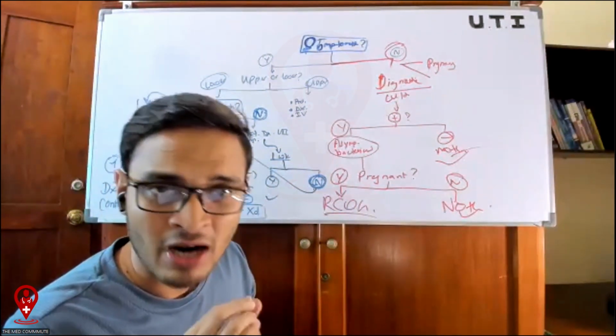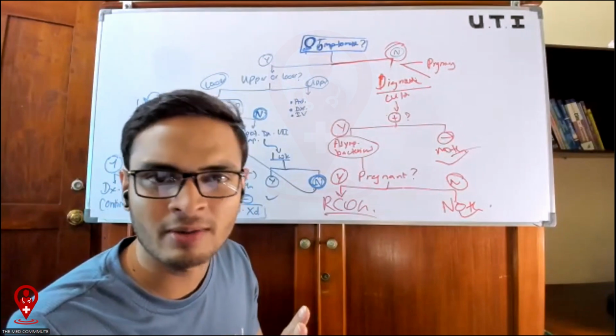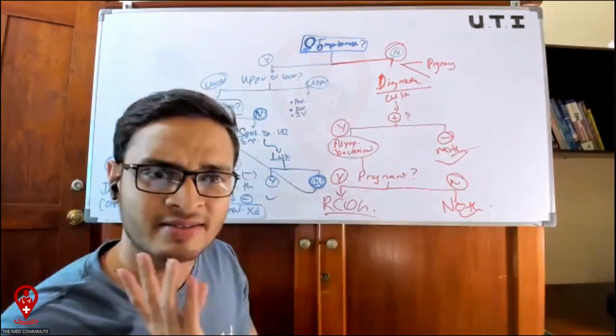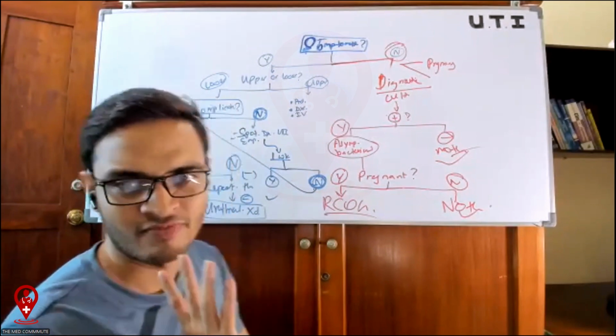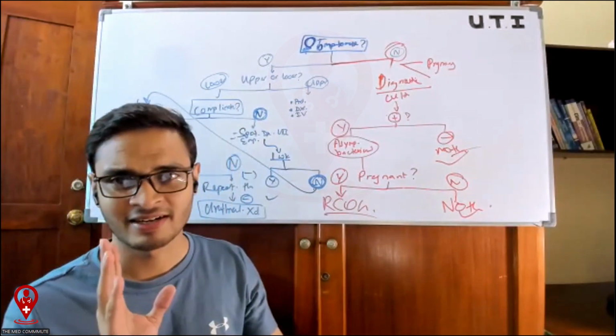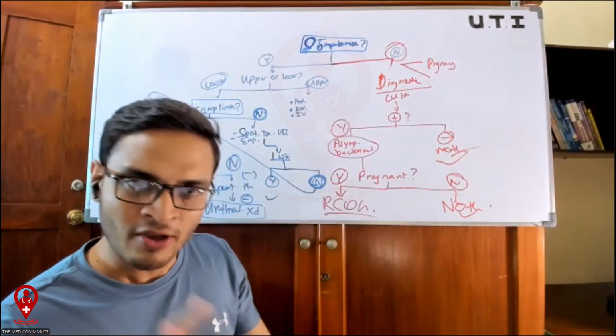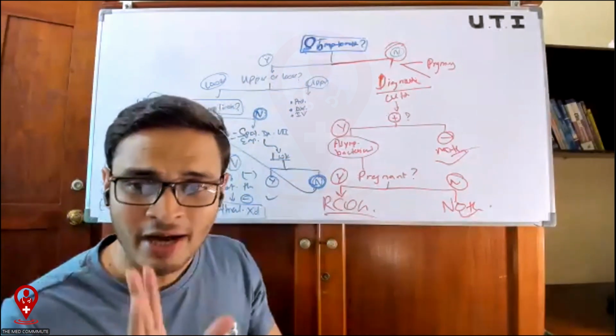Coming to the pediatric side, there's a little more to talk about, like vesicoureteric reflux, posterior urethral valve, and these kinds of conditions. Apart from that, this is 100% UTI. Nothing else to know. So I hope you all had a good understanding, guys.